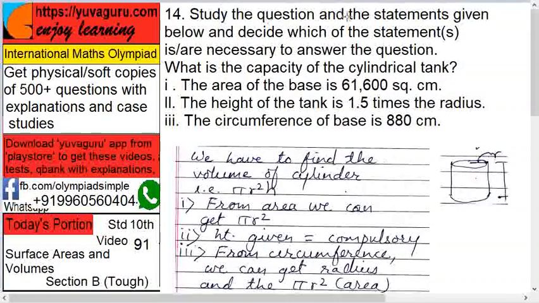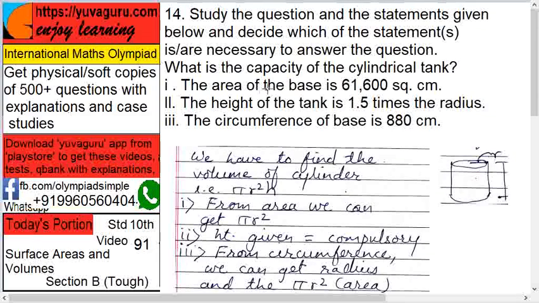Next, study the question and statements given below and decide which of the statements are necessary to answer the question. Okay, means out of these three we have to check which one of these is necessary to answer this question. Which question? What is the capacity of a cylindrical tank? Now what is a cylindrical tank? Cylinder. Capacity means volume. So what is required for a volume? πr²h, right? R and h. So check which of these three give r and h.